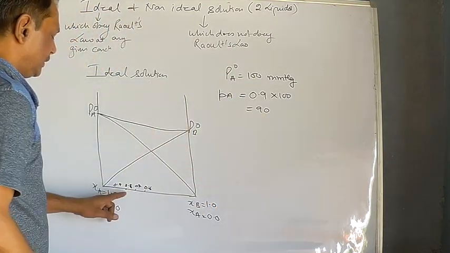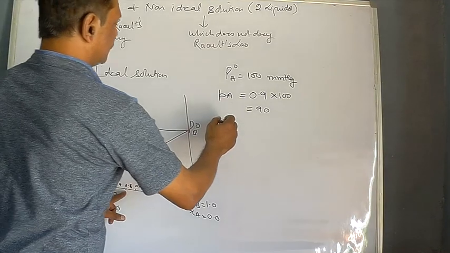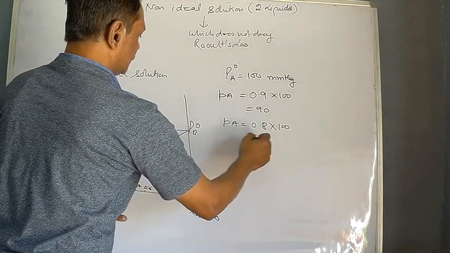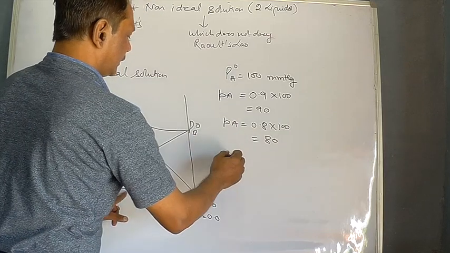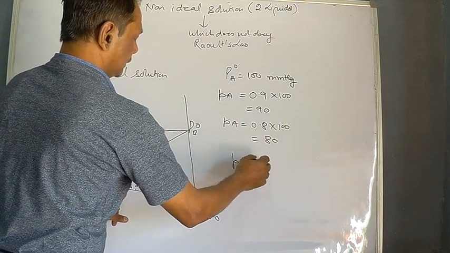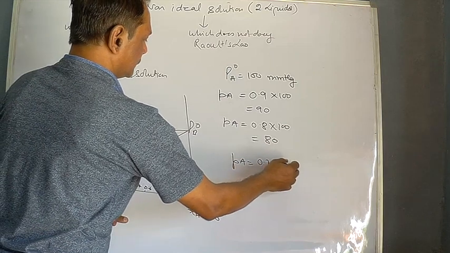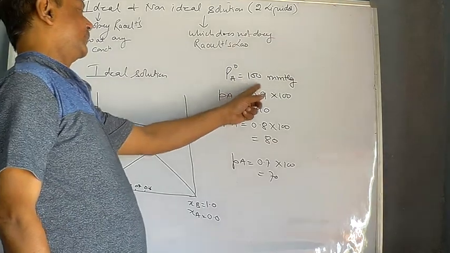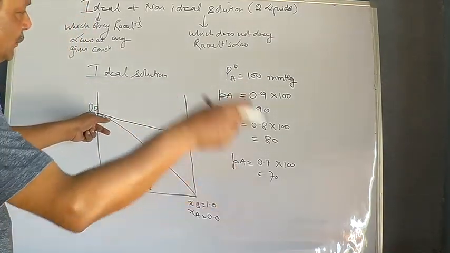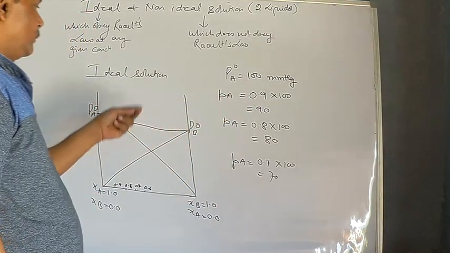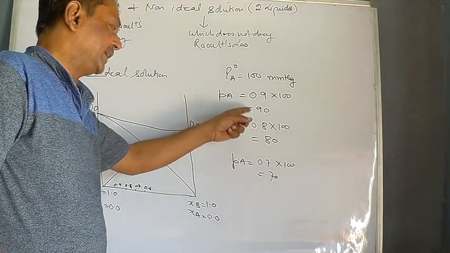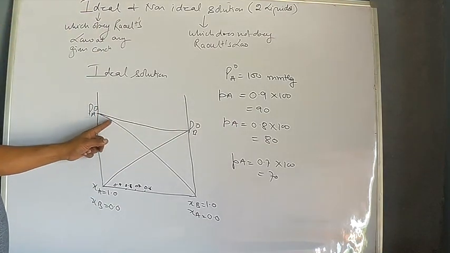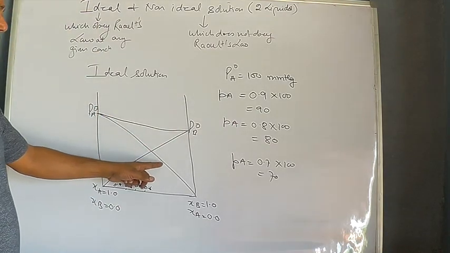Put some more liquid B, again the mole fraction of A will decrease. Now let us take 0.8 into 100, that gives you 80. Again you put liquid B in liquid A, again mole fraction of A goes on decreasing, giving you values 70. So when liquid A was there, the vapor pressure was corresponding to PA0, and when you are pouring liquid B in liquid A, mole fraction of A goes on decreasing, and hence its vapor pressure also goes on decreasing. See, 100, 90, 80, 70, 60, 50, 40 and so on.